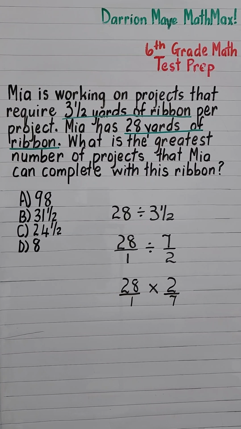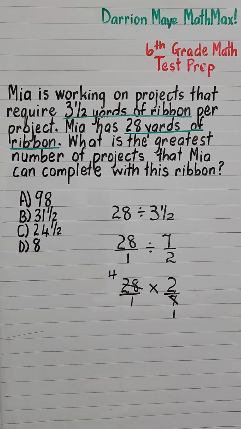And we have two ways of simplifying this. We can multiply 28 by 2 and then divide by 7, or we could just go ahead and cancel. So let's do canceling. We're going to divide 28 and 7 by 7. 28 divided by 7 is 4, and 7 divided by 7 is 1.